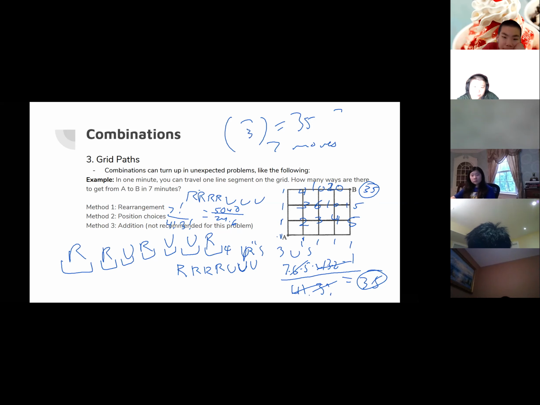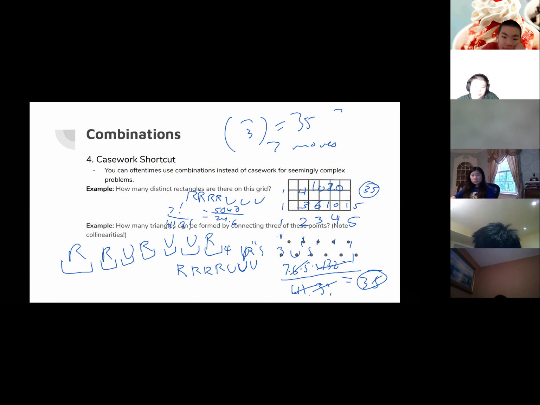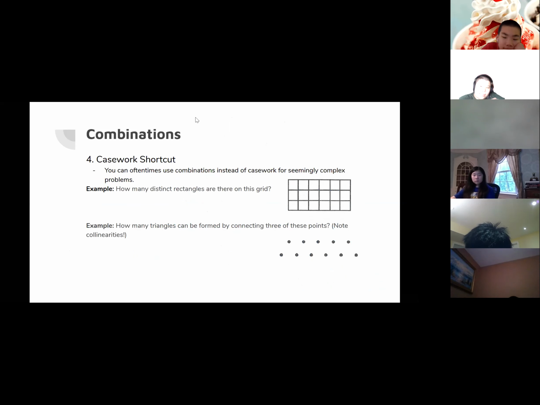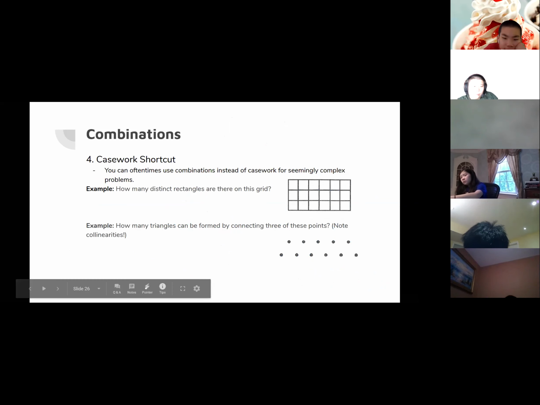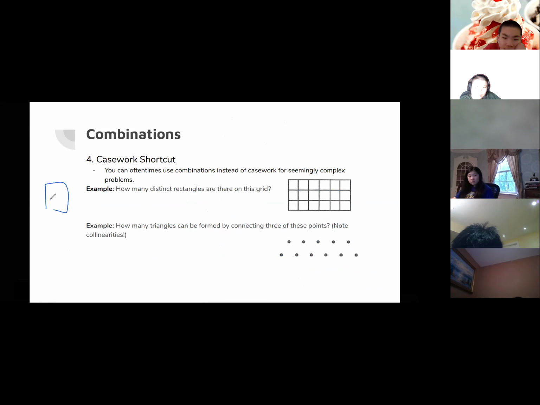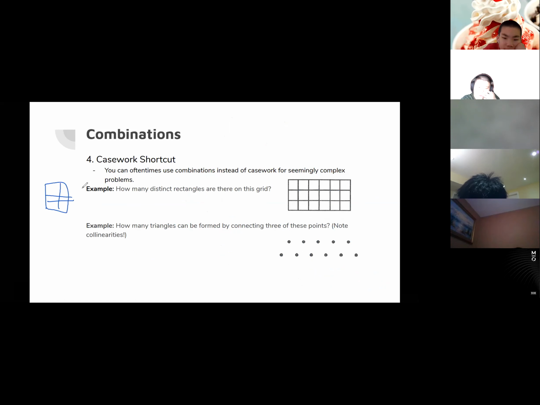Now we're going to go on to the next part, which is that you can use combinations instead of casework for seemingly complex problems. How many distinct rectangles are there on this grid? This is similar to one of the homework problems we had today, which is how many rectangles are on this grid. But of course, this one's more complex, and you don't want to use casework for this because there are going to be so many different options.